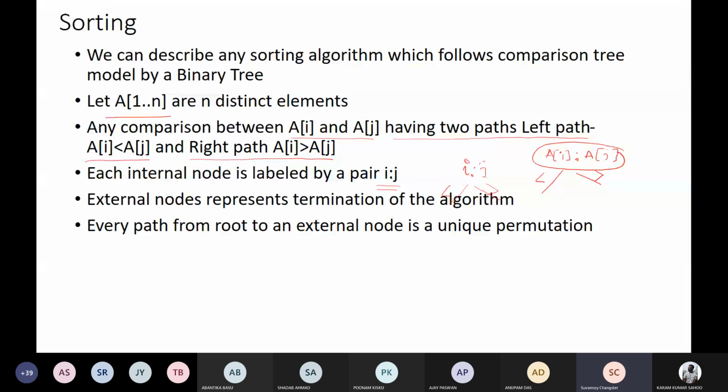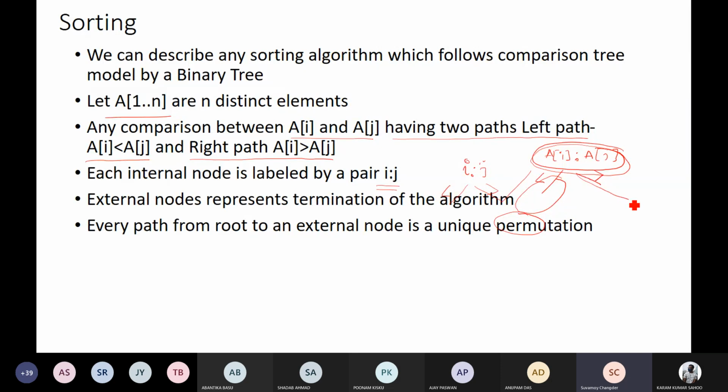Already we have discussed that if ai is less than aj, we will follow this path. Then again I will compare with something, maybe i plus 1 with j plus 1, or something like that. So each internal node is a comparison between two elements. An external node gives the terminating condition, and this path gives us a particular permutation.